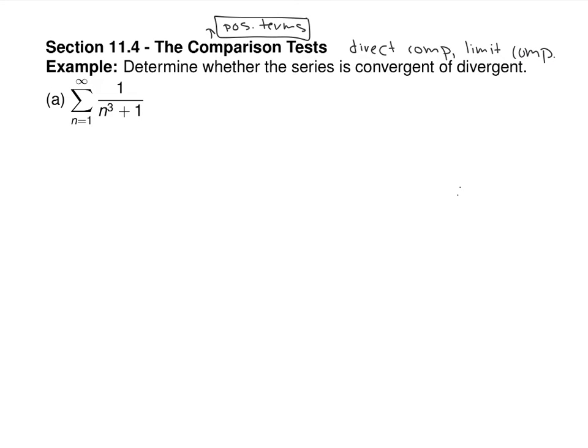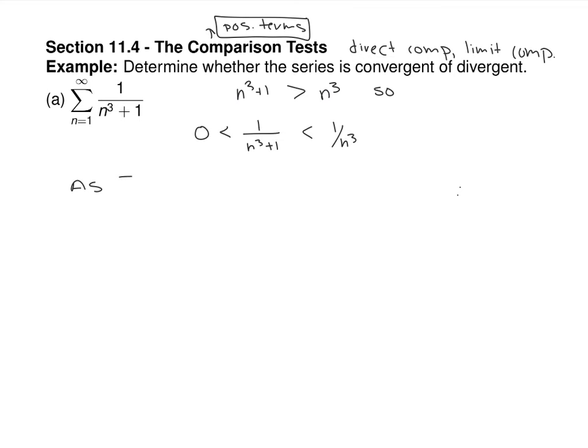All right, this looks a lot like the series 1 over n cubed. So can we establish direct comparison? If you want to show this series converges, it has to be smaller than something that you know converges. Well, n cubed plus 1 is bigger than n cubed, so 1 over n cubed plus 1 is less than 1 over n cubed. And also this is bigger than 0.